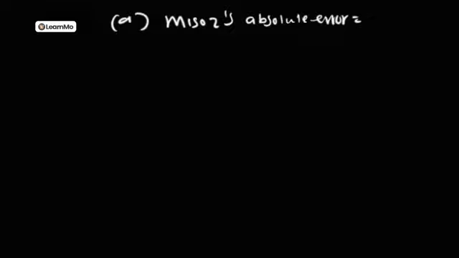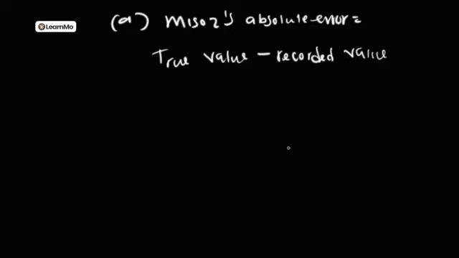So now we've got the true value of the line as 9.6 and Misozi measured the line as 9. So for us to find Misozi's absolute error, you say true value minus recorded value. So the true value of this line was 9.6, but Misozi measured this line as what? 9. So when you subtract the 2, you get 0.6. So 0.6 centimeter was Misozi's absolute error.